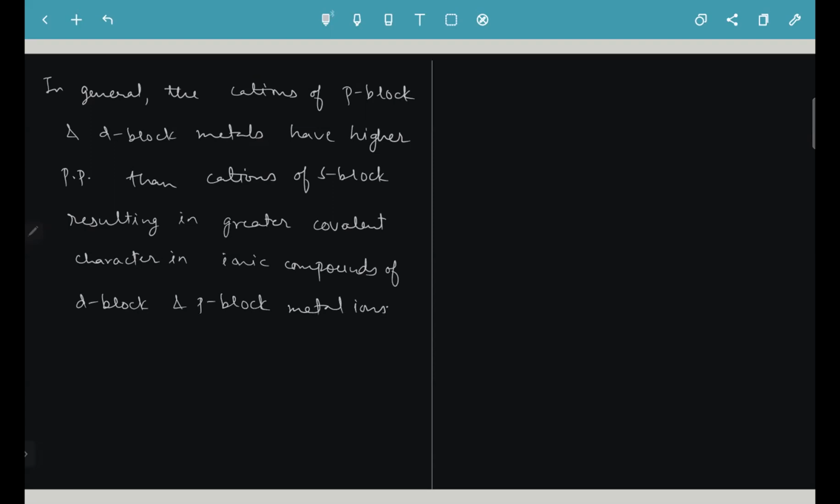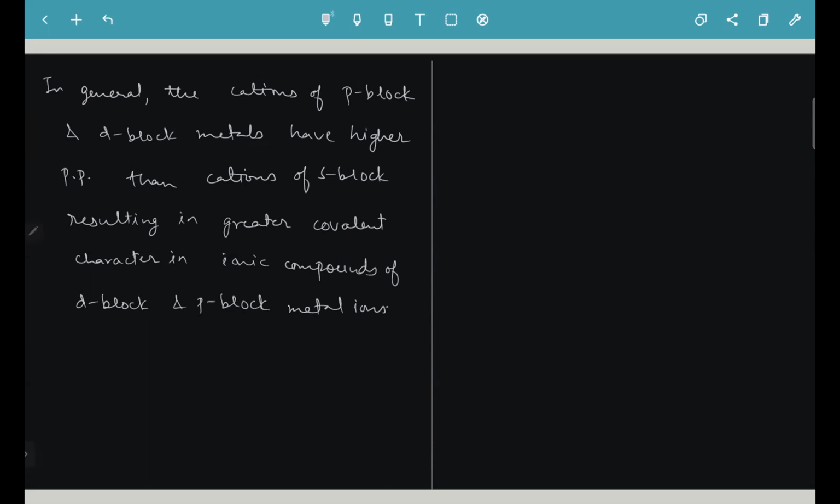The reason is the presence of partially or fully filled d subshell, whose electrons have poor shielding, and poor shielding results in higher effective nuclear charge. Higher effective nuclear charge will result in more polarizing power. Pseudo inert and inert gas configuration.